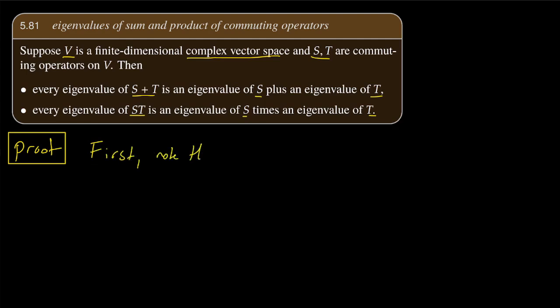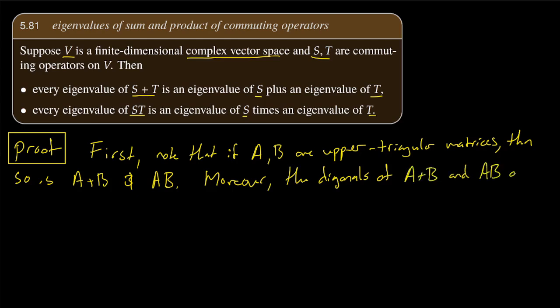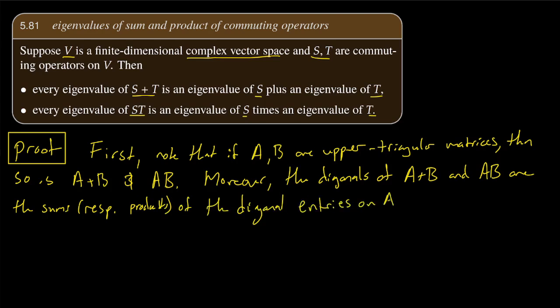First, note that if A and B are upper triangular matrices, then so is A plus B and A times B. Moreover, the diagonals of A plus B and A times B are the sums, respectively, products, of the diagonal entries of A and B. That is, just write it like this.